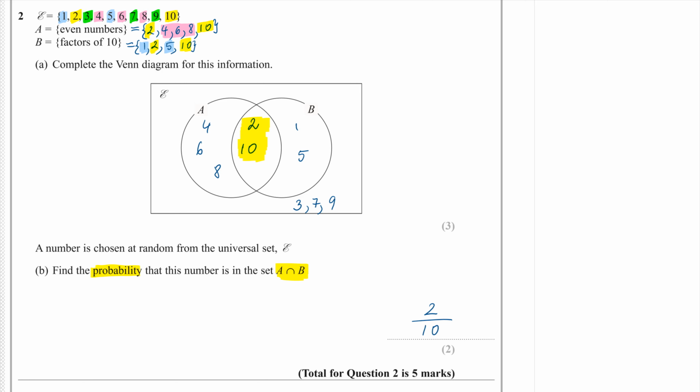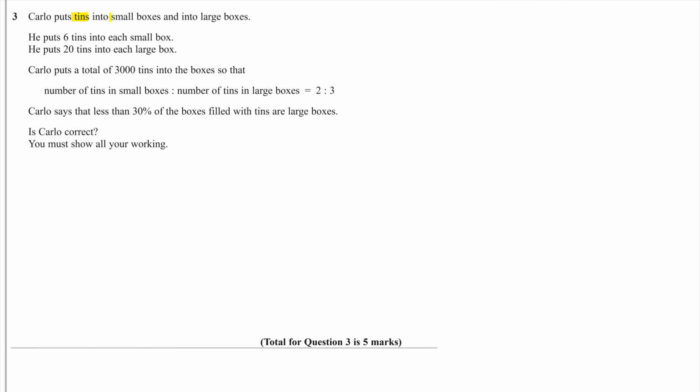Question 3. Carlo puts tens into small boxes and into large boxes. He puts 6 tens into each small box. He puts 20 tens into each large box. Carlo puts a total of 3,000 tens into the boxes so that the ratio of number of tens in small boxes to number of tens in large boxes is 2 to 3. Carlo says that less than 30% of the boxes filled with tens are large boxes. Is Carlo correct? You must show all your working.